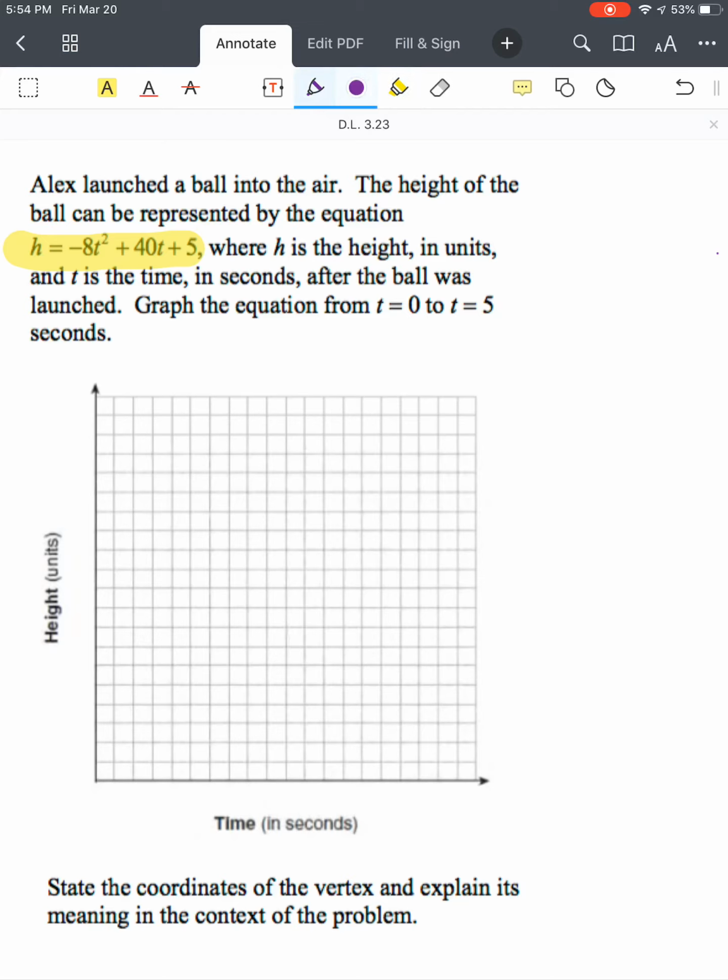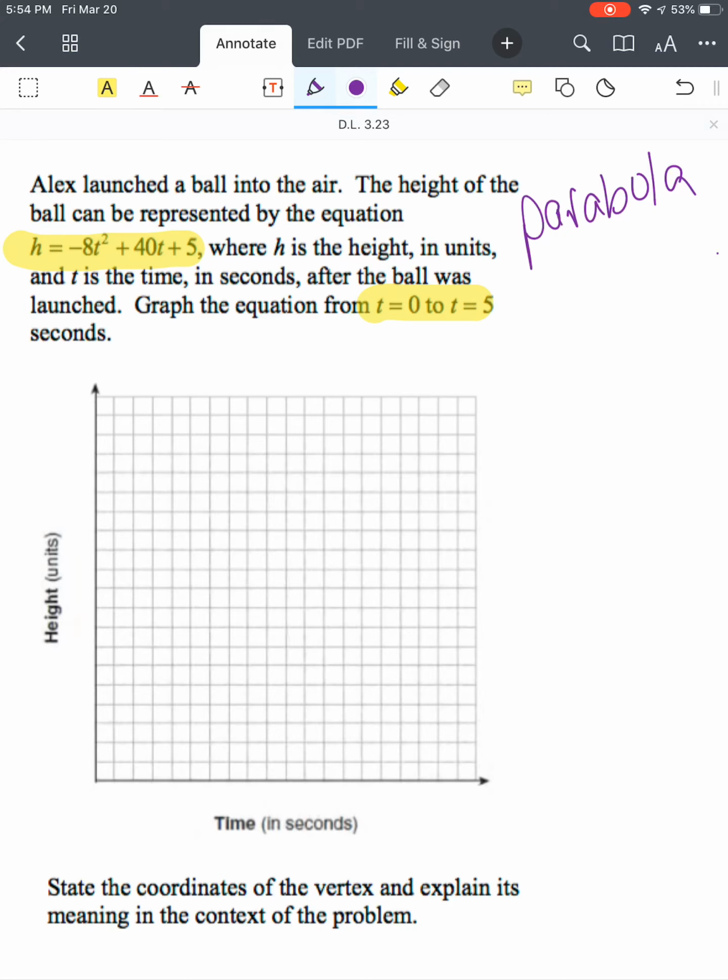So right away, I know that this is going to look like a parabola because it has an x squared. Actually, it has a t squared, but same thing. h is the height in units and t is the time in seconds after the ball was launched. Now, they specifically want us to graph from t equals 0 to t equals 5. Okay, now we're going to use our calculator to help us do this. I have this parabola. They want me to graph from 0 to 5.